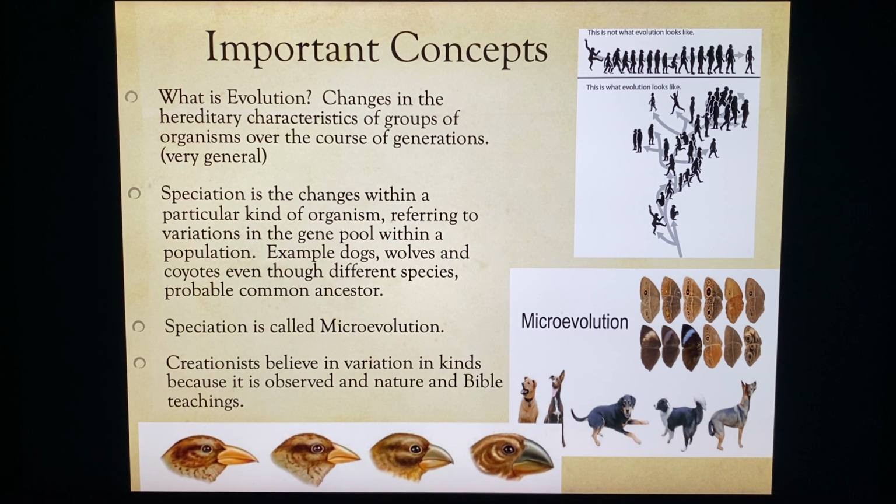So what does that mean? Examples would be dogs, wolves, and coyotes. Even though they're from different species, they have a probable common ancestor. Speciation is called microevolution. So we do believe in microevolution inside the species and such, but creationists believe in variation in kinds because it's observed in nature and in the Bible. In Genesis 1, God talks about kinds. And the kinds, he says, all produce after their own kind. And so that's what we talk about with microevolution.